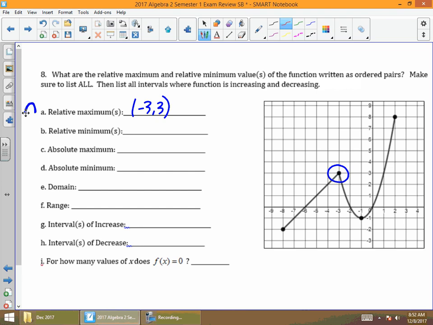Relative minimums, we have to have a change in direction so that it bottoms out or it looks like a little valley. So as you move from left to right, there's only one of those points here at -1, -1.